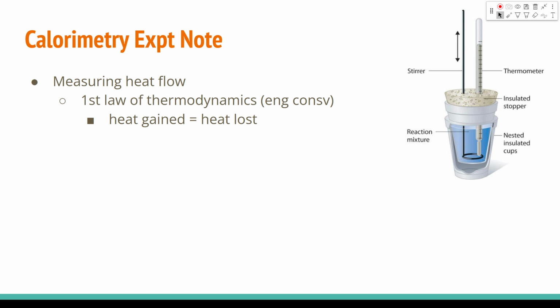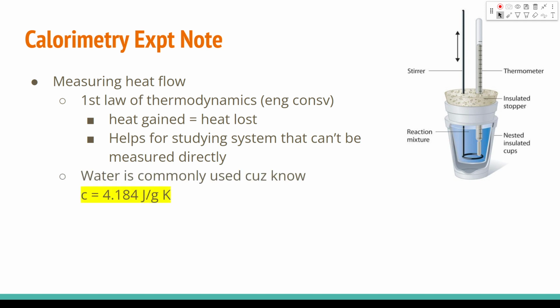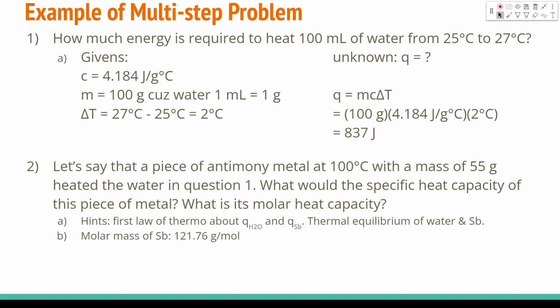Again, conserved. And so because we can't directly measure the system, we measure the surroundings. Again, for this experiment, it would be measuring the water with that thermometer. And so because water is commonly used, we're going to be using that specific heat a lot. So keep that in your back pocket so you should be able to use that. Normally it's defined on an FRQ, but in case it's not, I would recommend remembering it. So remember that because water is used almost all the time. And so here is a multi-step problem.